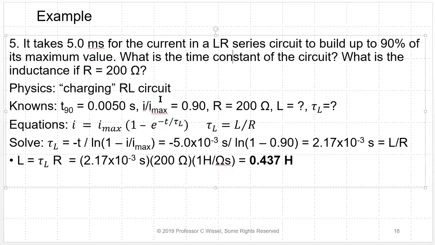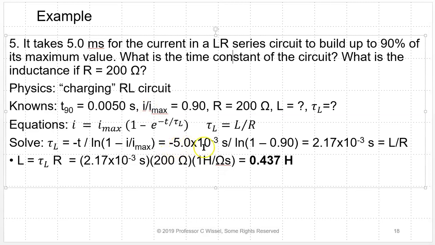R equals 200 ohms. L and τL are to be determined. Okay, we write the equation. I equals I max times 1 minus e to the minus t over τL. τL is just L over R. And we can solve this, and we wind up with τL will be minus t divided by the natural log of the quantity, 1 minus I over I max.